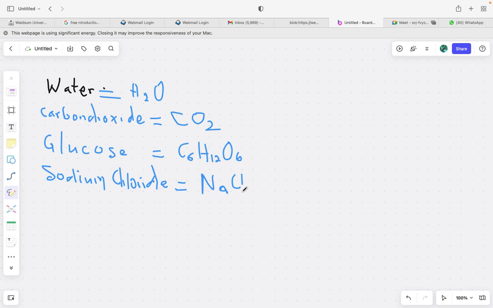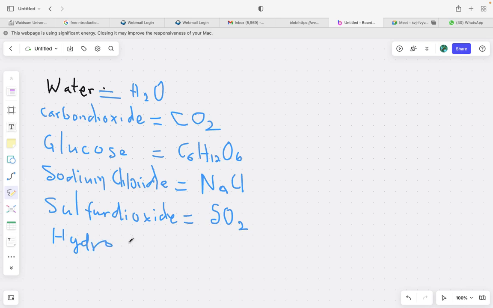Anyone you mention, you must tell me this formula. Carbon monoxide is just CO. Sulfur dioxide is SO2. Sulfur trioxide is SO3. Okay. So mention anything. Hydrochloric acid is HCl. Hydrochloric, or hydrogen chloride.